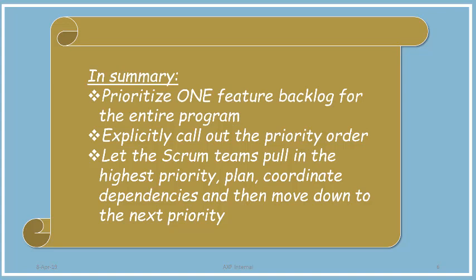So in summary, bringing one single feature backlog into the PI planning, into that experience, will allow teams to start pulling features in priority order and plan those accordingly. You will give them the space to coordinate dependencies, and the program will be aligned with common program goals. And that will result in much lower work in progress, and at the end, features will be completed much faster.